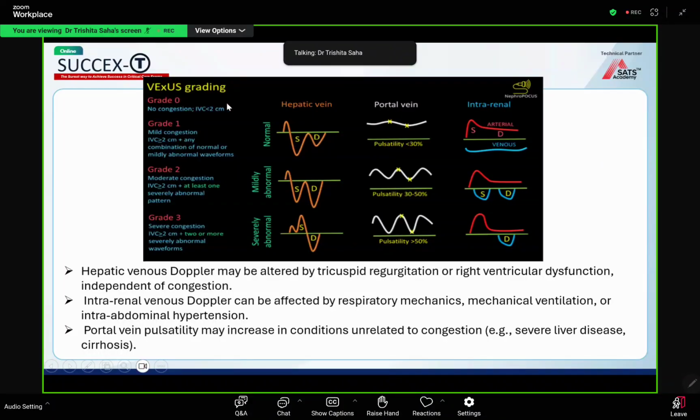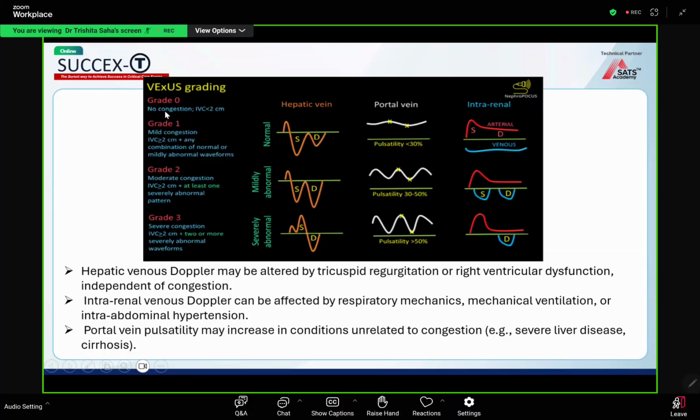For grading, I have told you, you have to make this table in writing a question on VExUS, because this table is extremely important. You have to show in a diagram what you mean by S and D waves, what the pulsatility is, what the intrarenal pattern is, what diastolic reversal is, and everything you can explain via this table. This is one of the most important diagrams, I must say, in drawing of VExUS.